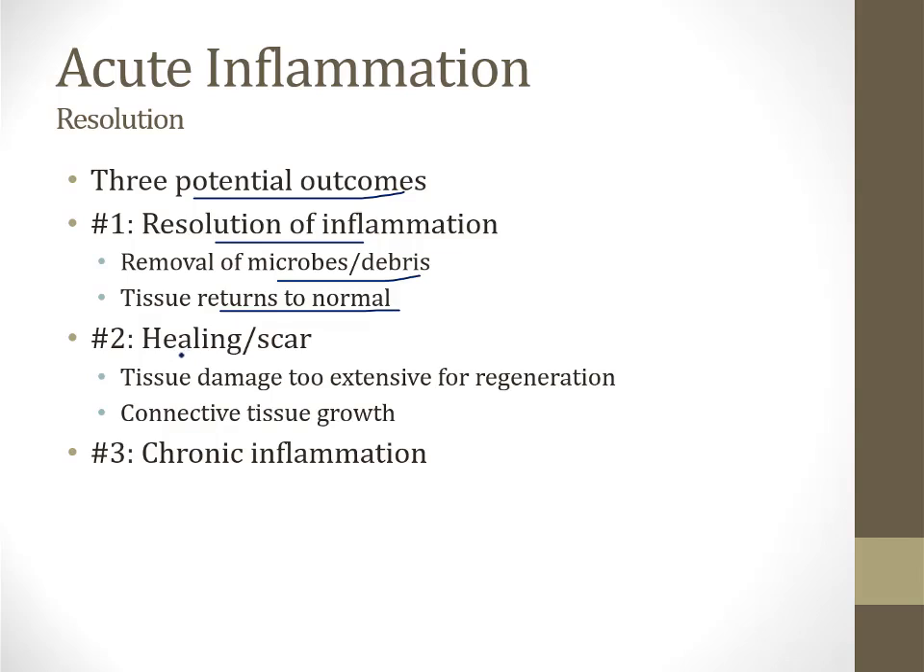The second possibility is that the tissue will heal or develop scar. This is what happens when the tissue damage is too extensive for regeneration and connective tissue has to grow to replace lost tissue. And I talk about healing and scar in a separate video. And then the third possibility is that the acute inflammation persists and now becomes chronic inflammation. So let's talk about that now.